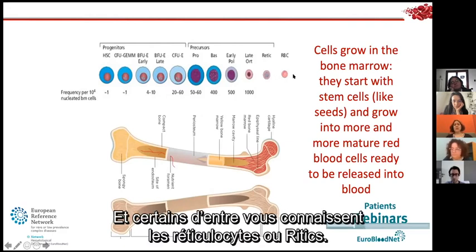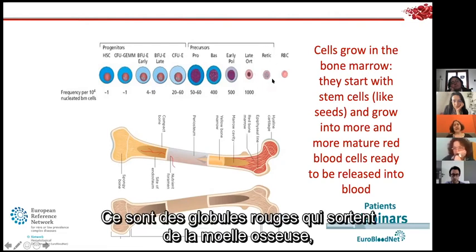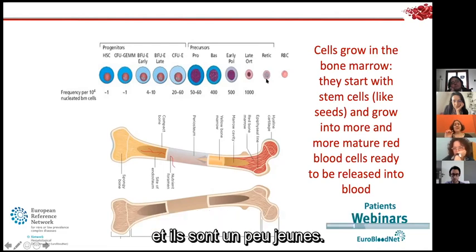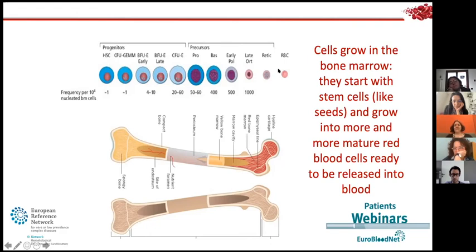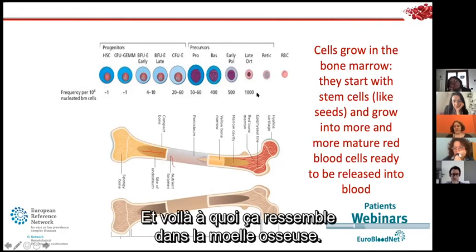And some of you will know about the reticulocytes or retics. These are red blood cells that come out of the bone marrow, and they're just a little bit young. They're not quite ready, but they're almost ready. This is what it looks like in the bone marrow.